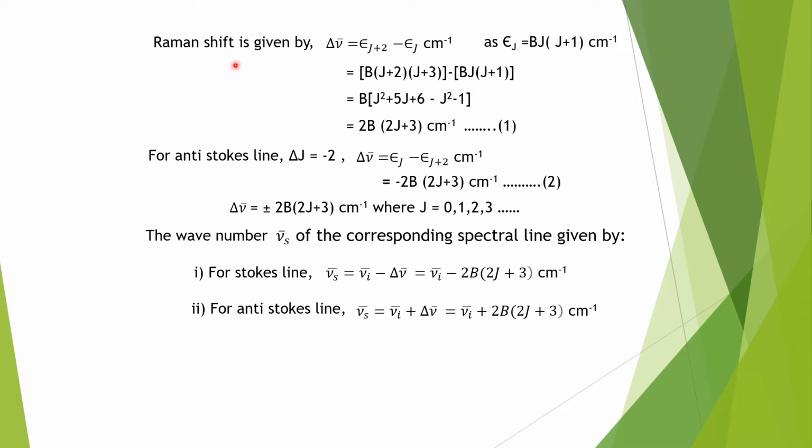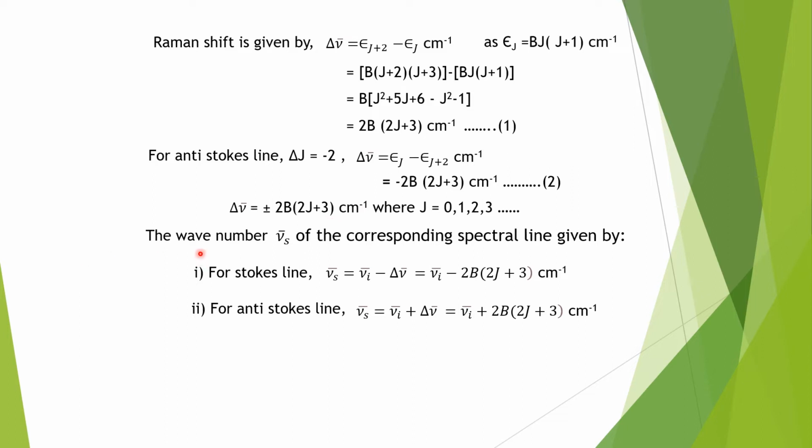That means if you compare these two equations, equation 1 and equation 2, the Raman shift, that is del nu bar, will be given as plus minus 2B into 2J plus 3 centimeter inverse, where this rotational quantum number J is having the value 0, 1, 2, 3, etc.